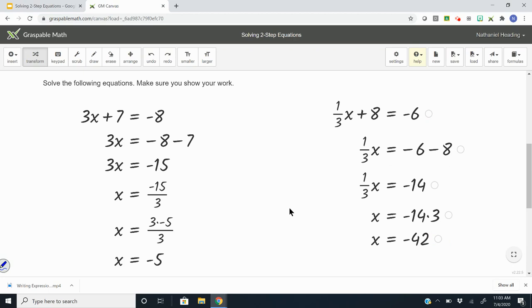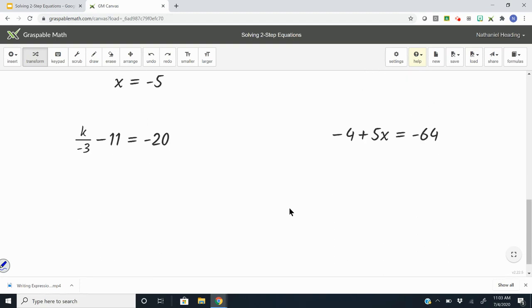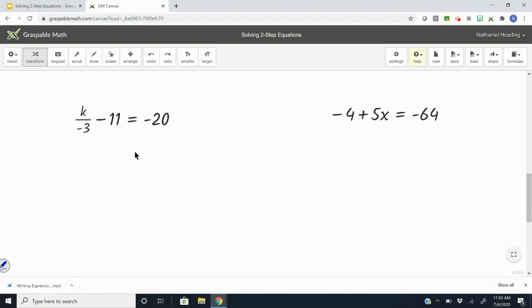So what I want you to do is pause the video and try these two equations. See if you can use Graspable Math, because this video is in Graspable Math. See if you can solve the first one, and I'll go over it here in just a second. All right, let's go for it.